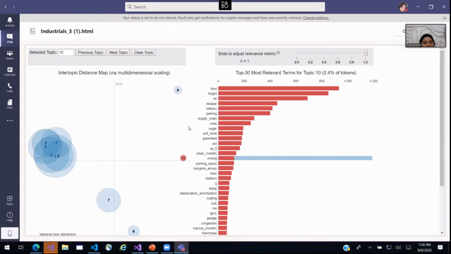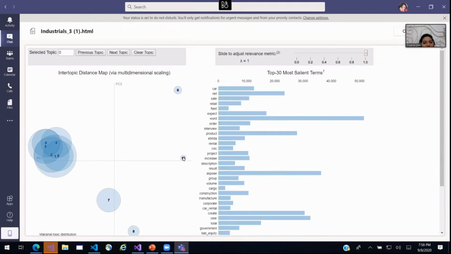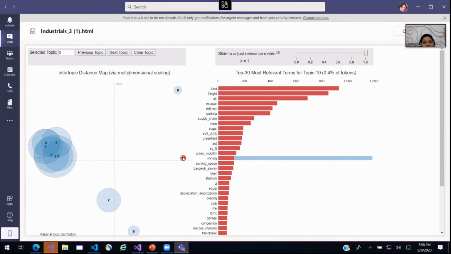If you see here, the number of keywords are decreasing a lot. It's only 0.4% of the tokens if you see the top 30 most relevant terms. So we identified, like we said, that every group you try to segregate out into 10 topics, and maybe 30 terms per topic. And we went with unigrams, which means the document.